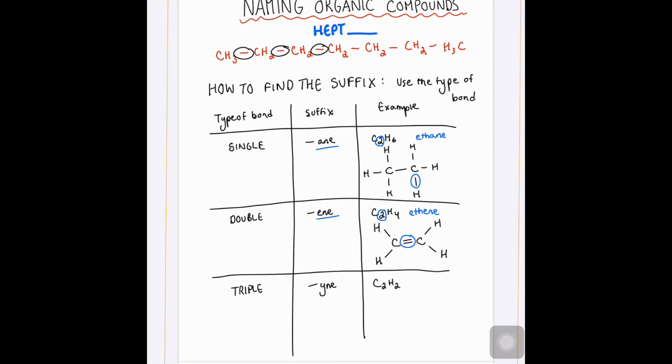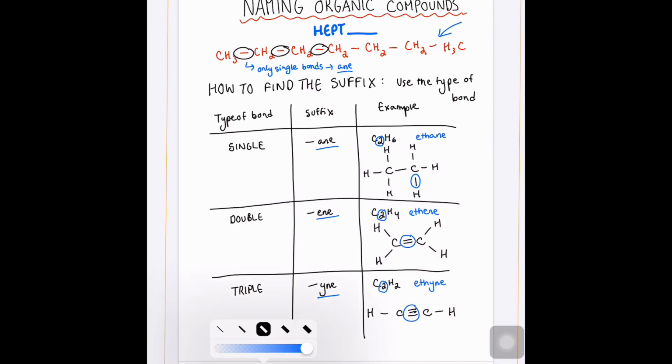So for C2H2, we have to have a triple bond between the 2 carbons to make up for the fact that there are only 2 hydrogens we can use. And once again, there's 2 carbons, so our name is ethyne. So if we go back to our original example, we can see that there are only single bonds in this compound. Therefore, the suffix is ane. So if we add it on to the root name that we found before, we get heptane. Therefore, this organic compound's name is heptane.